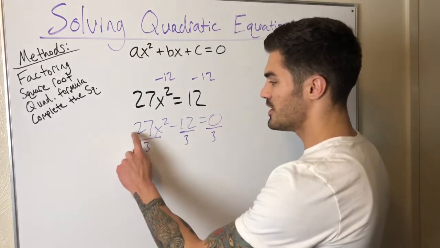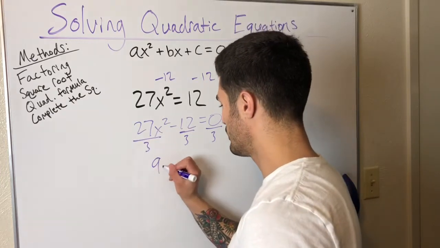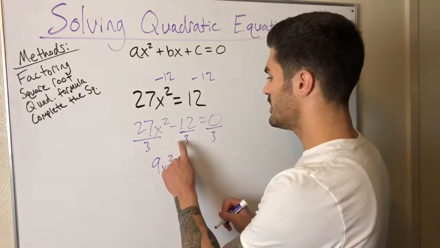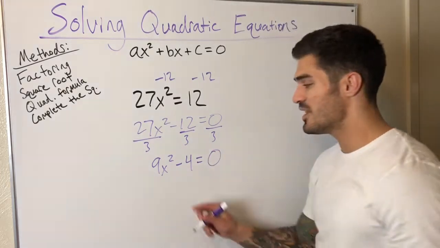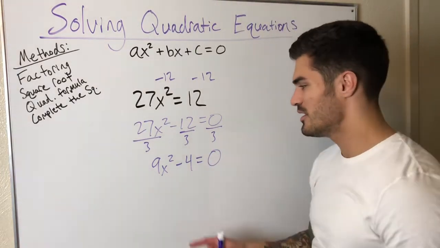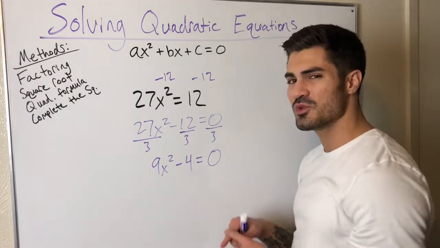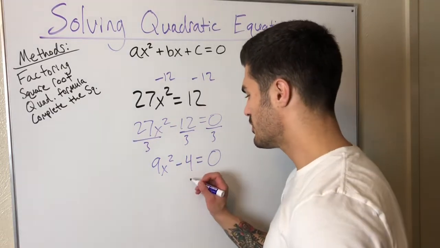Then I'm left with what? 9x squared minus 4. You see what happened there? Equals 0. Now it's a difference of squares, right? I got something squared minus something squared. I think I could write that as something squared minus something squared.